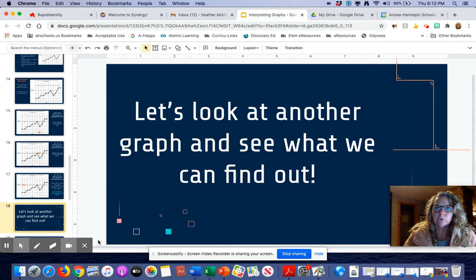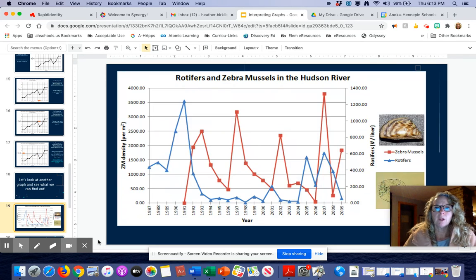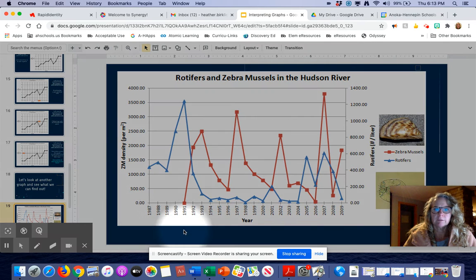So I'm going to ask you to do some analyzing. So step 1, we're going to start by looking at the title. So it says rotifers and zebra mussels in the Hudson River. Wow, that does not tell us a lot about it. So we need to then look at the x and the y axis, and the x-axis right down here. So the x-axis tells us the year. So we're comparing zebra mussels in the Hudson River by year.